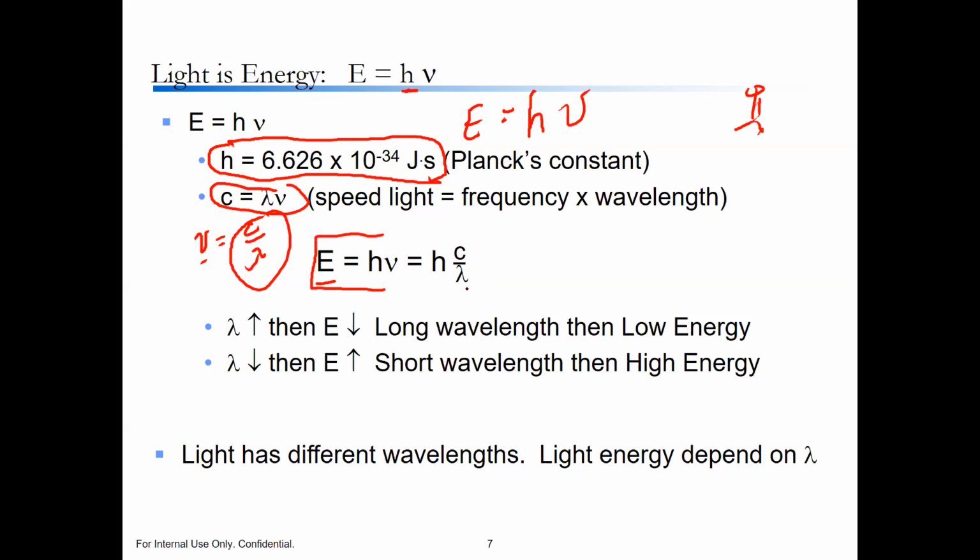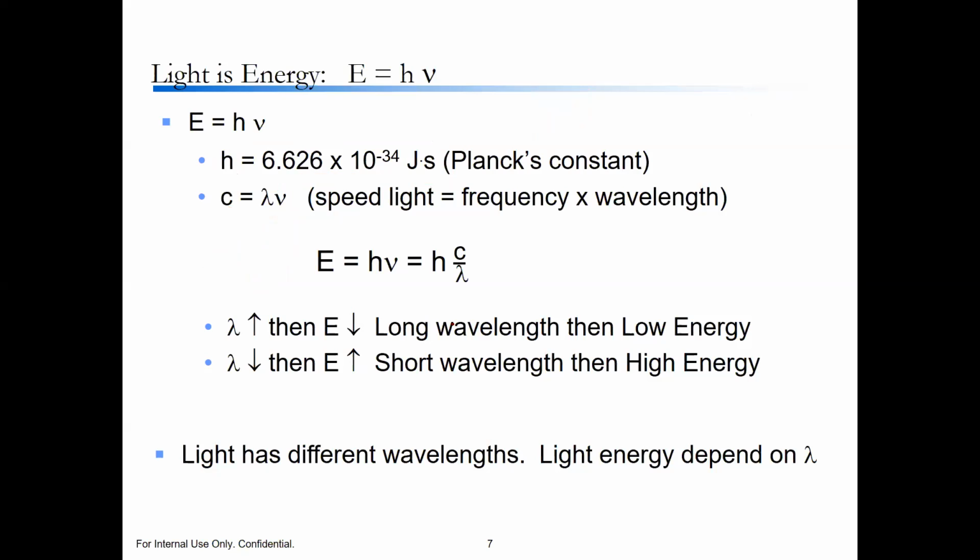E equals H nu. So if we know the wavelength, we know the energy. Small wavelength, high energy, right? Just mathematically, right? Long wavelength, low energy. So light energy depends on the wavelength, and wavelength will tell us how much energy we have.